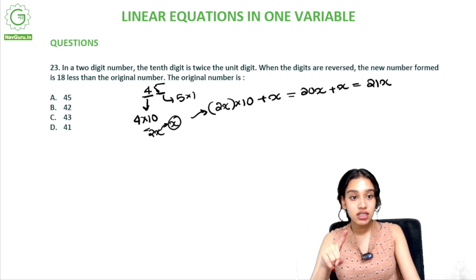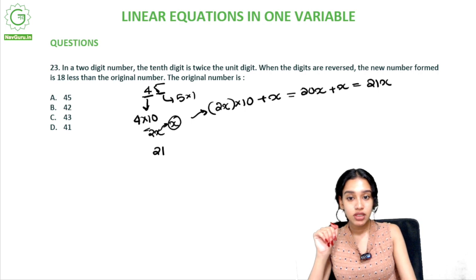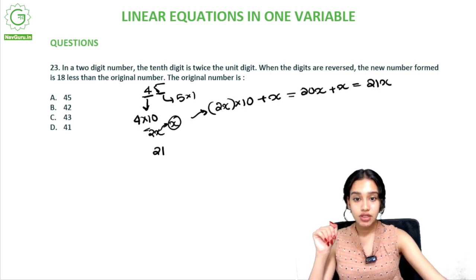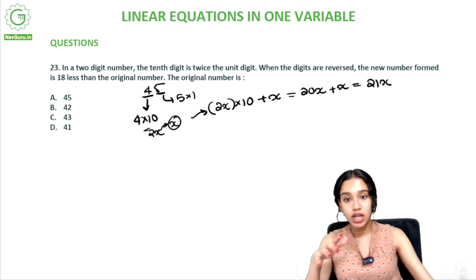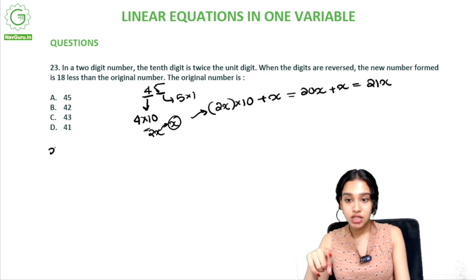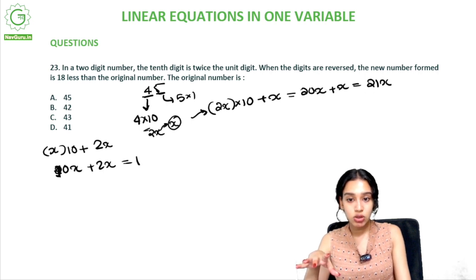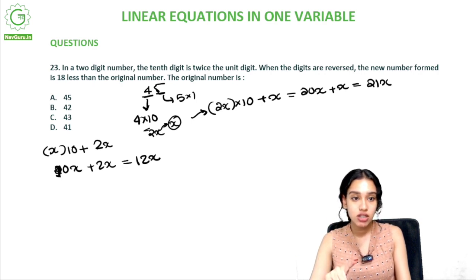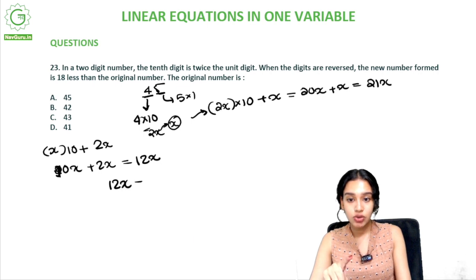So when the number is reversed, it is 18 less than the original number. So 21, we are reversing the digits, right? So when we are reversing the digit, what happens? X becomes in the 10th place, and in the 1's place it's 2x. So it becomes 10x plus 2x, which is equal to 12x, right? So it is said that the new number formed is 18 less than the original number. So 12x is equal to 21x minus 18.